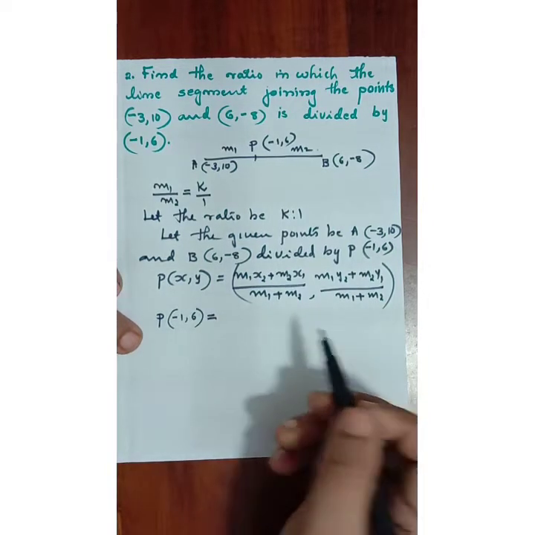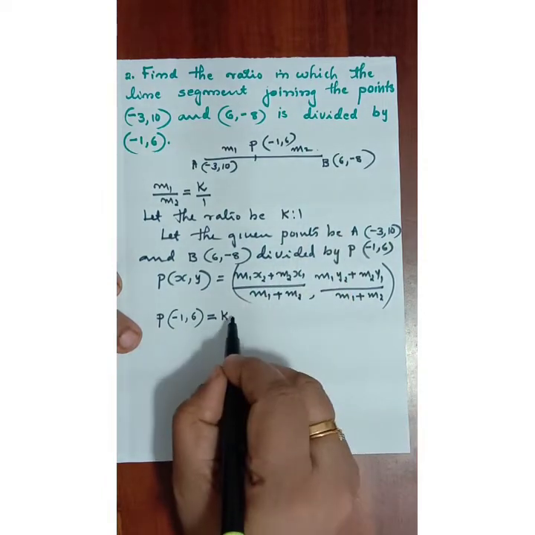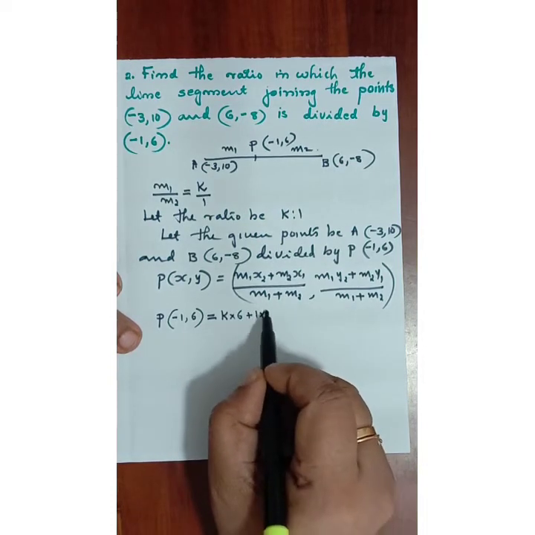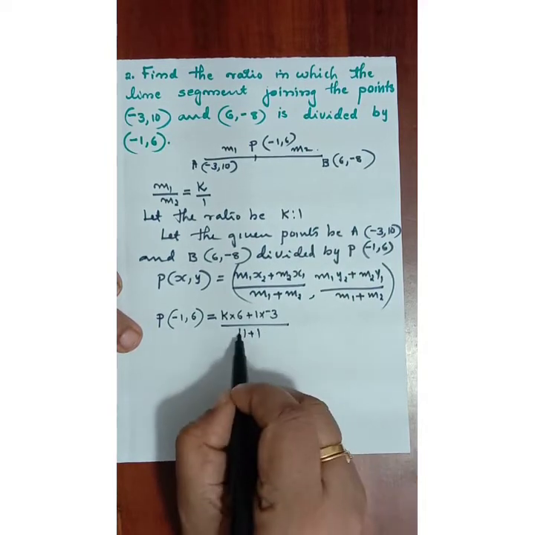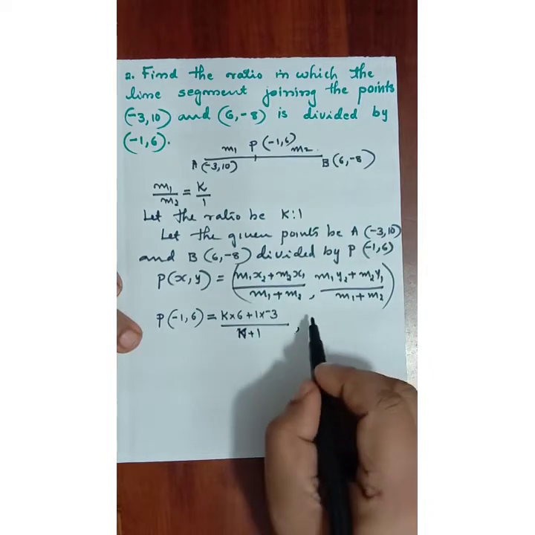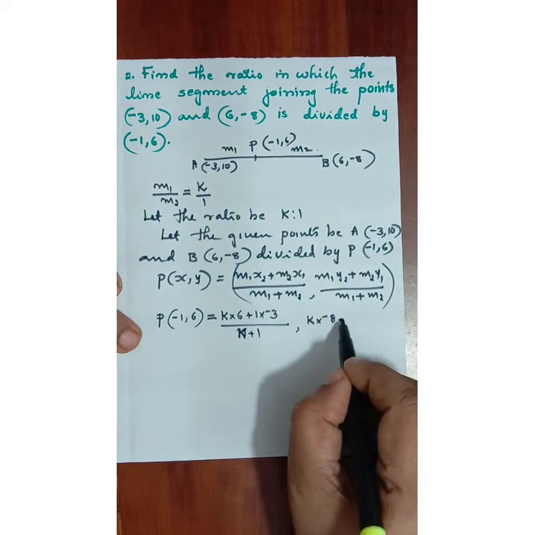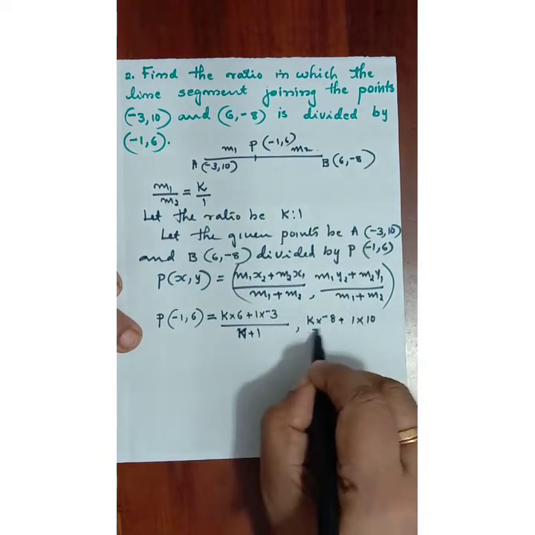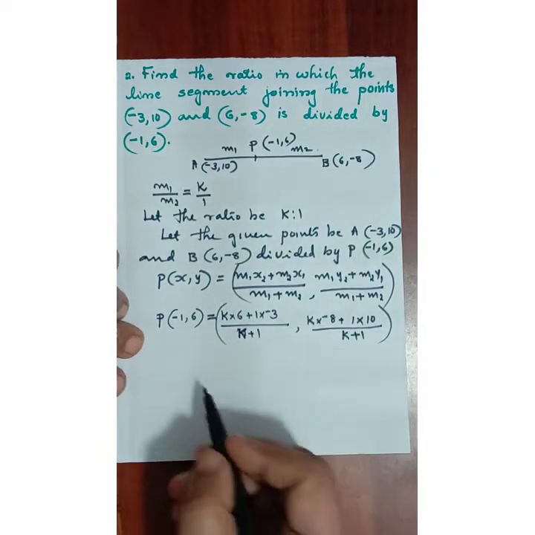That's equal to M1 is K into x2. x2 is 6. Be careful while substituting. M2 is 1, x1 is negative 3. Divided by M1 plus M2, this is K plus 1. M1 y2, K into y2 is negative 8, plus M2 1 into y1 is 10, divided by M1 plus M2. This is how we have to do.